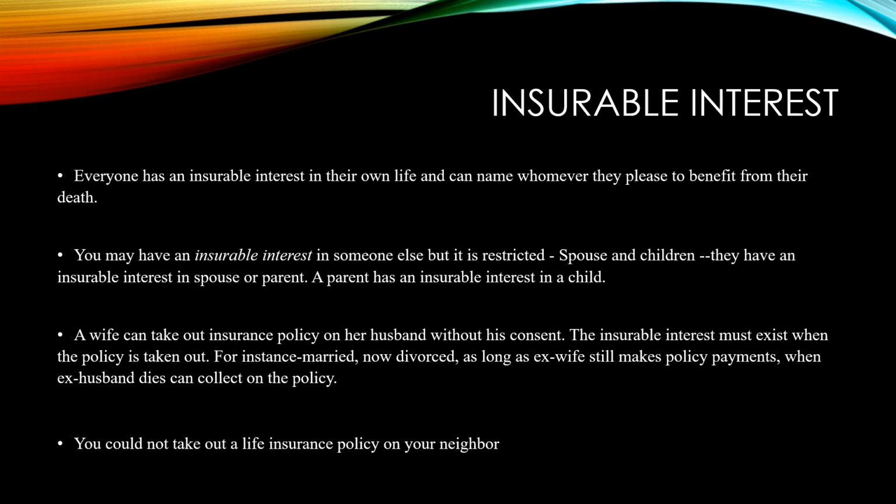So what's the insurable interest in a life insurance policy? Well, everyone has an insurable interest in their own life, and they can name whoever they want to benefit from their death. But you may be able to have an insurable interest in somebody else. The law allows for that, but it is restricted to children and spouse. They have an insurable interest either in a spouse or a parent. So a parent has an insurable interest in a child, and vice versa, child to parent. But children can't enter into insurance contracts because they're under the age of 18. Then they become an adult.